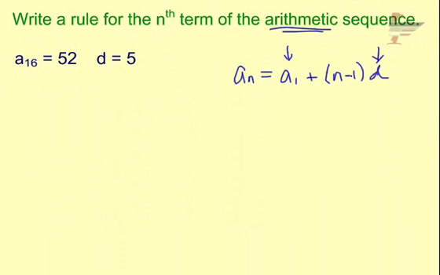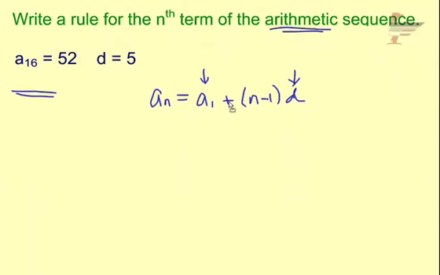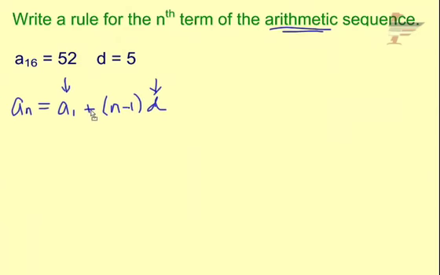So now we look at what they gave us in the problem. I see they gave us the common difference, but they did not give us the first term. They actually gave us the 16th term. So we need to figure out how we can use that information to help us get the first term so that we can then go ahead and write this.